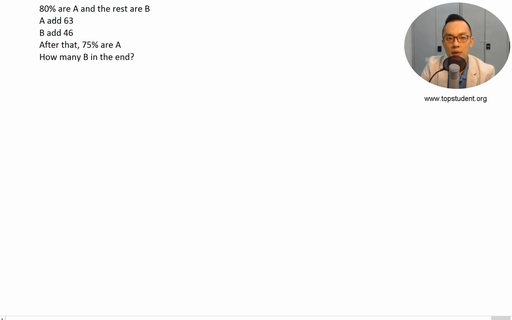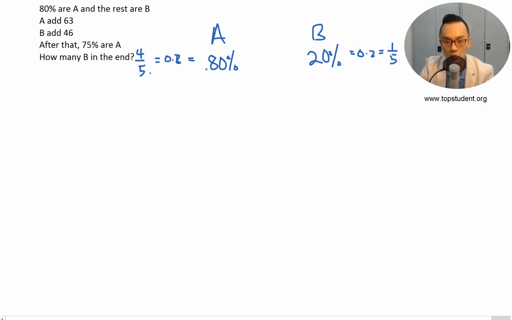80% are A, the rest are B. A at 63, B at 46. After that, 75% are A. So now that's percentage. So 80% is A. The rest are B, which is 20%. Which is also 0.2, which is also 1/5, and 0.8 is 4/5. You need to know all these conversions at the back of your hand.